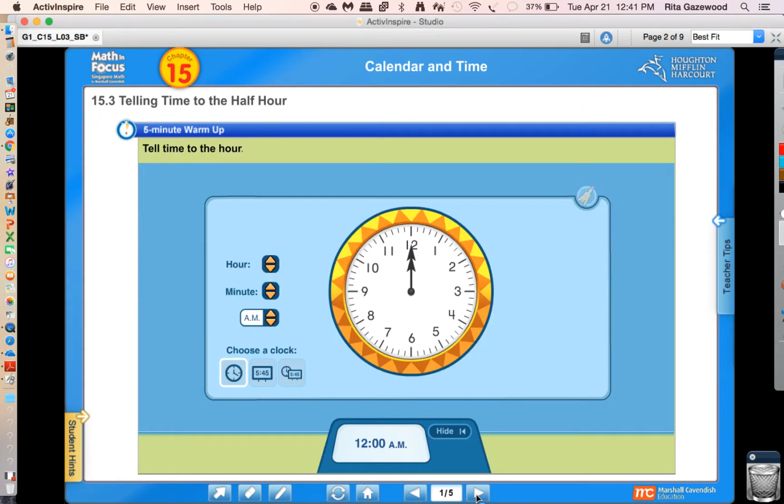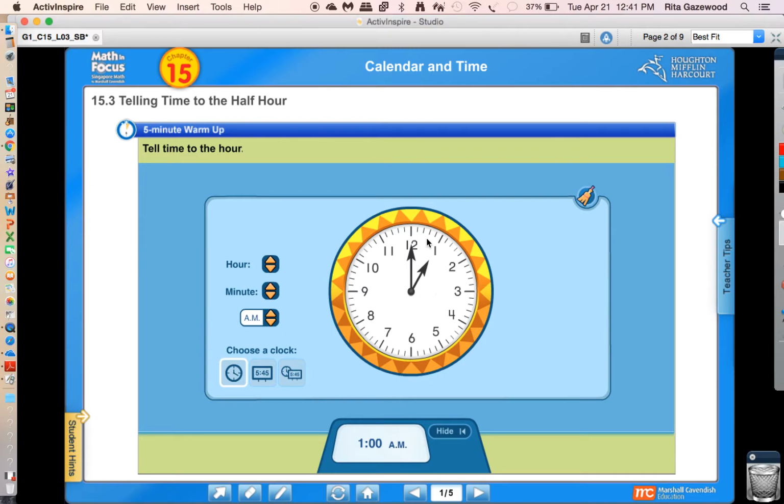So let's begin by reviewing how to tell time to the hour. When you tell time to the hour, you need to make sure that you remember which hand is the hour hand and which hand is the minute hand. So let's look at our clock here. Our hour hand is the short hand, and it's pointing to the 1. And the minute hand is pointing to the 12, which means o'clock or 0 minutes. So we would say 1 o'clock.